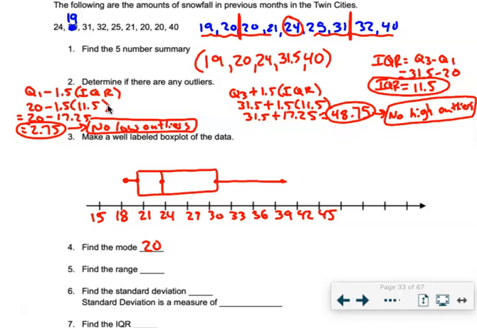Okay, the range is going to be the biggest one minus the smallest one. So that's 40 minus 19, which is 21. Okay, the standard deviation is something that we'll go to the calculator for. So let me just pause the video for a sec to pull that up.